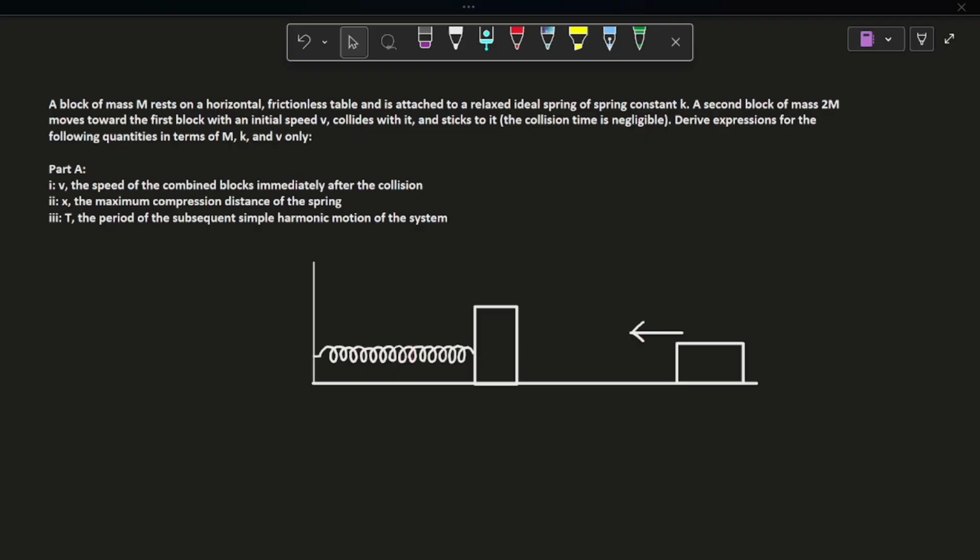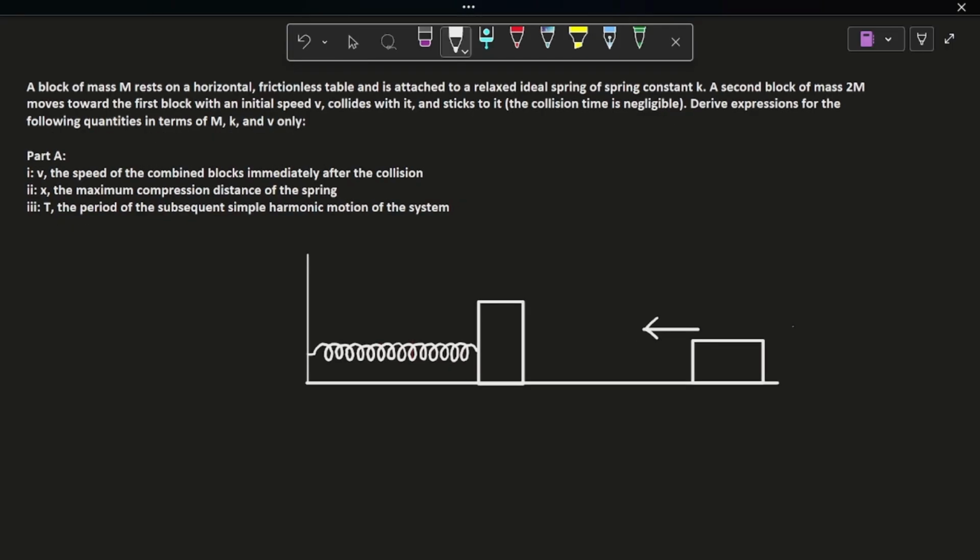Part A. Please derive the expression for the speed of the combined blocks immediately after the collision. Part 2. Derive the expression for the maximum compression distance of the spring. Part 3. Derive the period of the subsequent simple harmonic motion of the system.